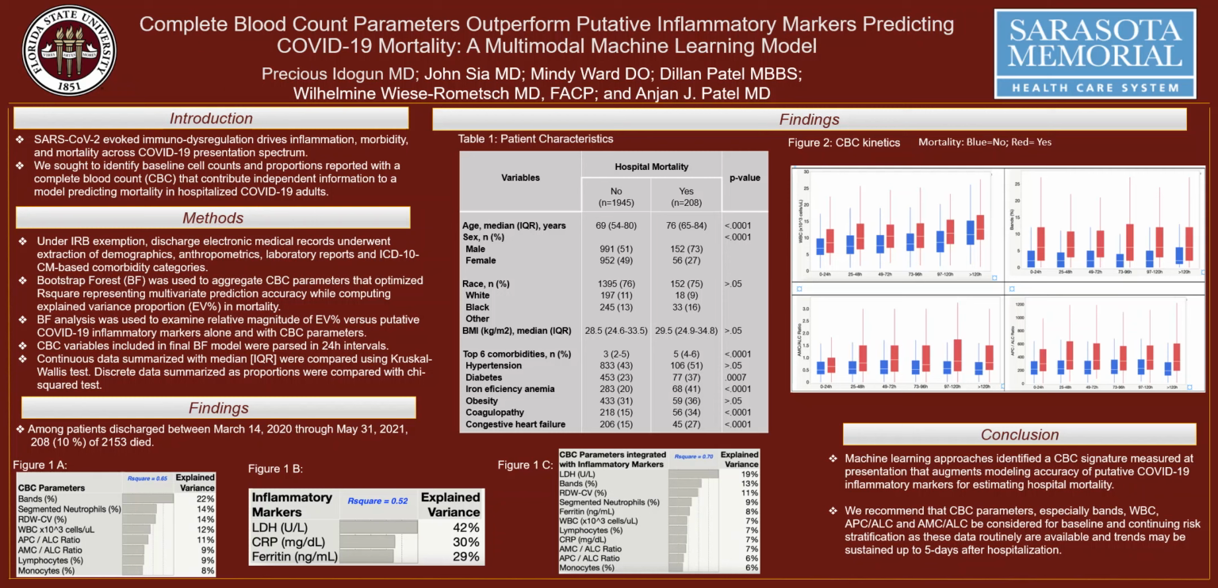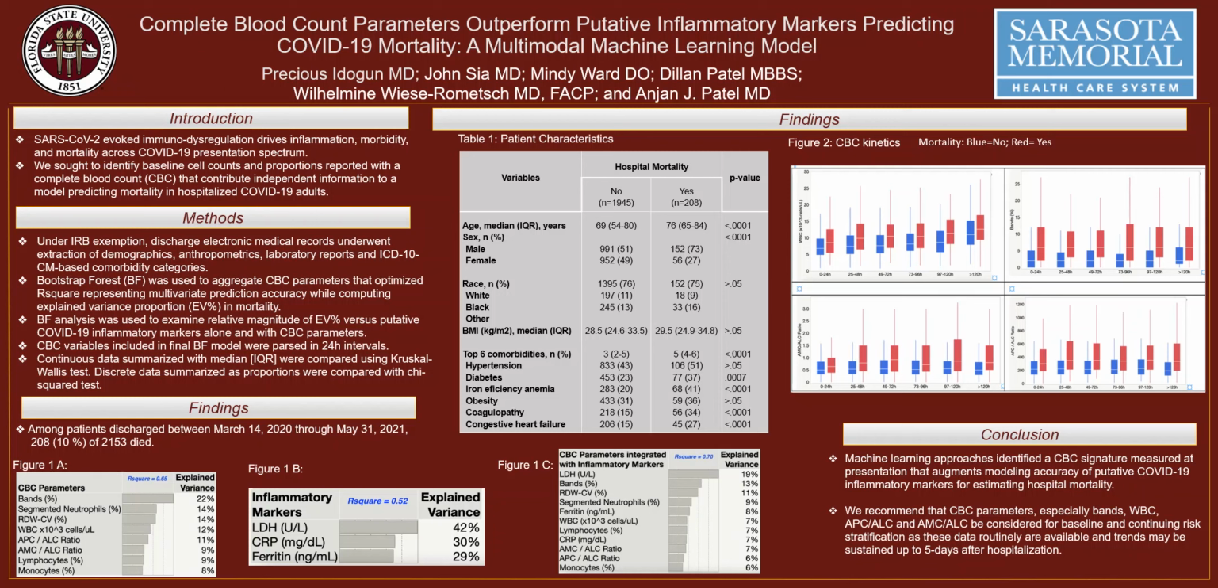Results of bootstrap forest modeling of CBC parameters without inflammatory markers demonstrated an R-square of 0.65. Results of bootstrap forest modeling of CBC parameters with inclusion of inflammatory markers demonstrated an R-square of 0.70. Inflammatory markers alone exhibited the lowest R-square of 0.52. This is illustrated in Figure 1C. Figure 2 illustrates temporal kinetics of modeled CBC parameters across hospitalization. Intergroup differences at baseline were sustained, except for RDWCB after 5 days.